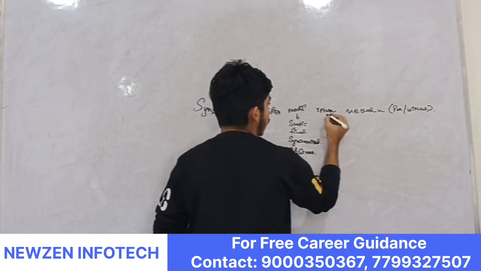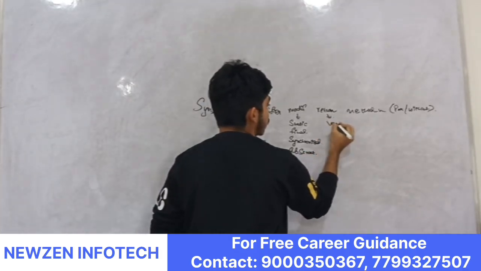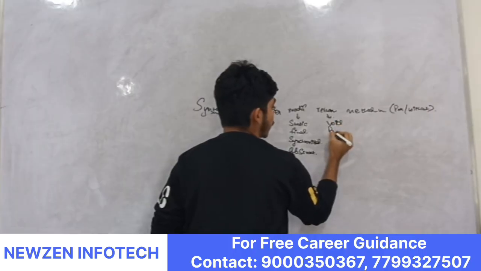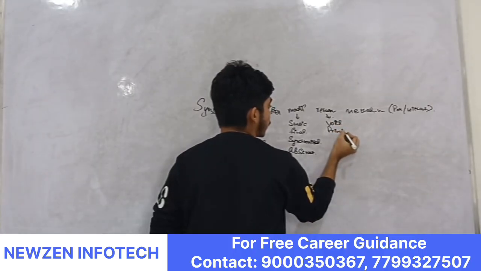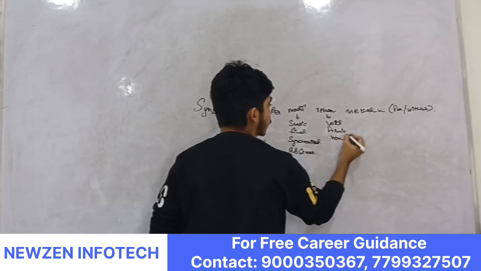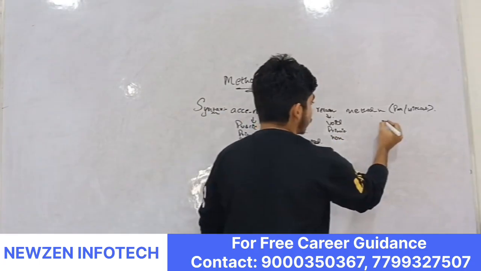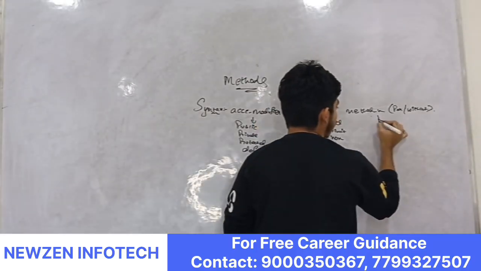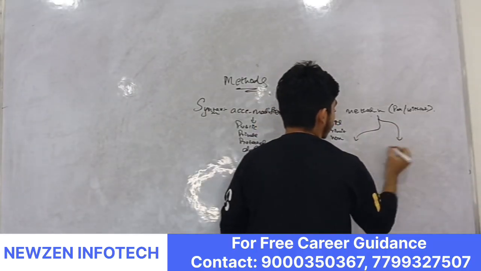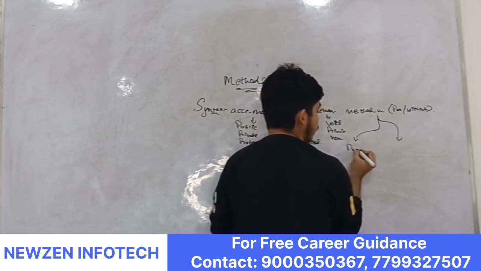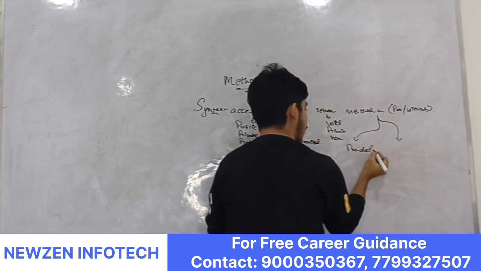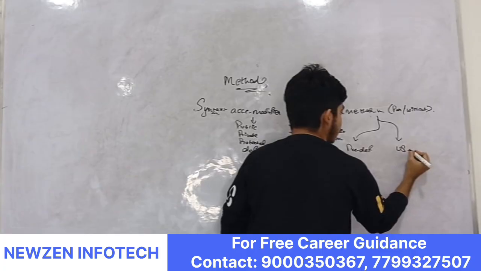And what are these return types? These are void, primitive data type, non-primitive data type. And these methods are categorized into two types: predefined and user defined.